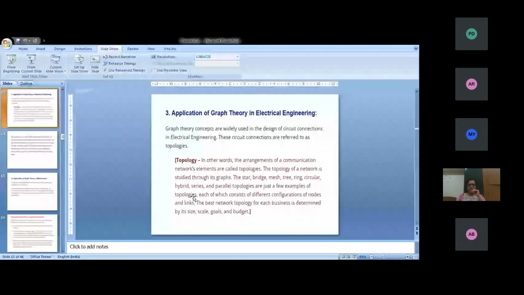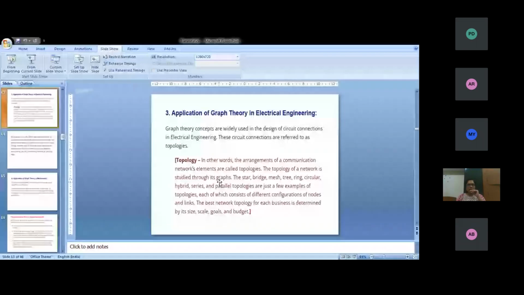Next one is application of graph theory in electrical engineering. By using graph theory in electrical engineering, it is used in designing of circuit connections. These connections are referred to as topologies. Already, this topology's name we have seen in computer networking. So here in electrical engineering also we are seeing this topology.